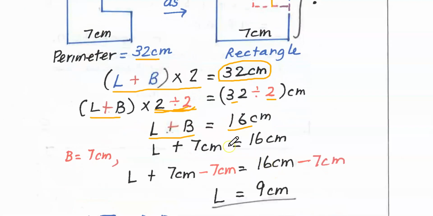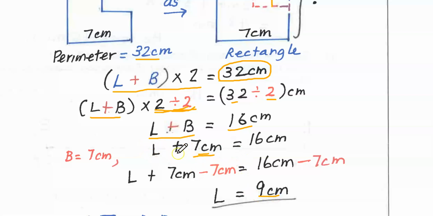So now length plus breadth is 16. When I look at 16, I know that 7 is a smaller dimension. It must be the breadth, right? So 16 minus 7 gives me the length, which is 9. I can work it out this way.